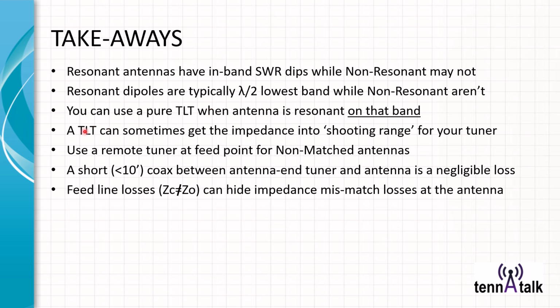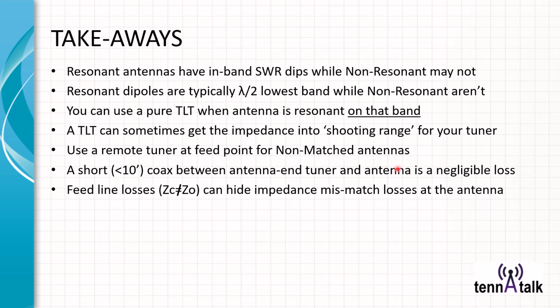A transmission line transformer can sometimes get the impedance into shooting range for your tuner. It could help a lot and make the difference between your tuner being able to tune the WARC bands or not, for example. Using a remote tuner at the feed point for non-matched antennas is always preferable on a non-matched antenna.